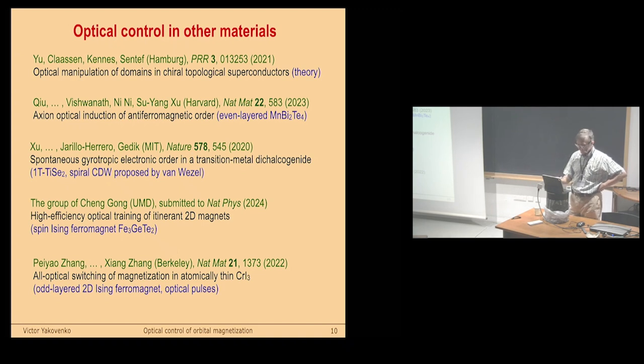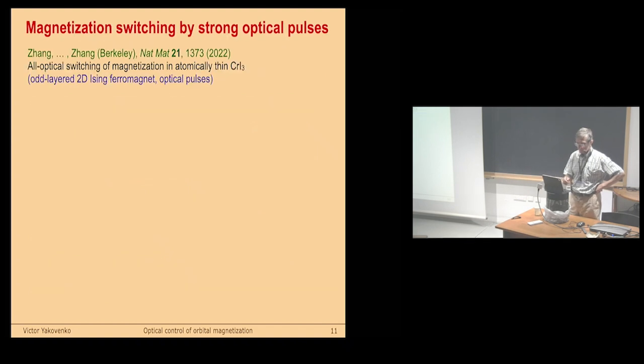Okay, this is the last part, which I hope I have a couple of minutes to discuss. Of course, optical control of magnetism is a very big subject in general. People really like to control magnetism by light. There are many papers, and I want to focus on this one. This is chromium iodide, CrI3, again atomically thin, and chromium is a magnetic ion. It has an odd number of layers, so it's a ferromagnet, and the sign of magnetization can be controlled by light. I'll show one more slide and we'll be done.